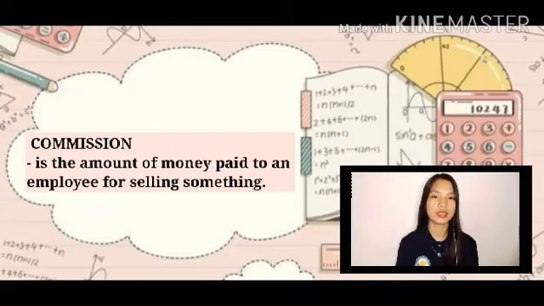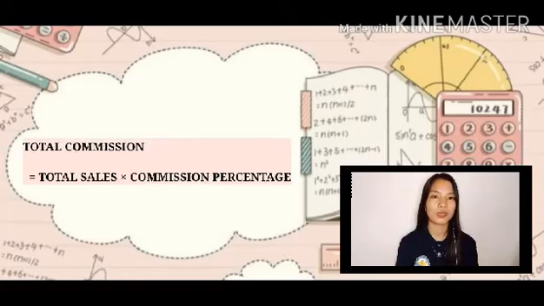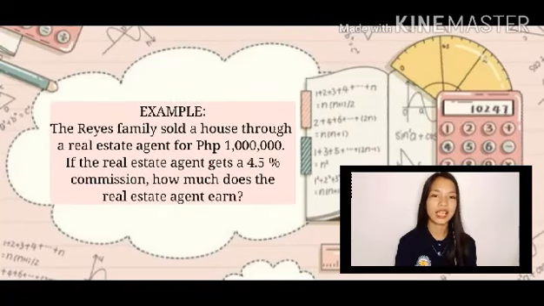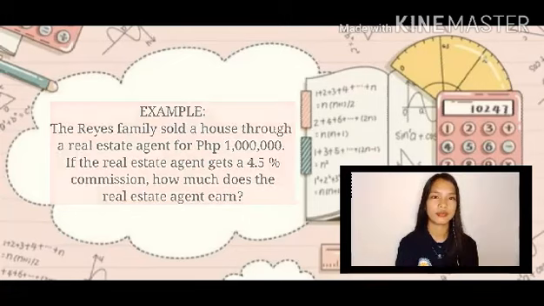Next is the commission. Commission is the amount of money paid to an employee for selling something. To solve for the commission, total commission is equal to total sales times commission percentage. For example, the Reyes family sold the house through a real estate agent for 1 million pesos. If the real estate agent gets 4.5% commission, how much does the real estate agent earn?